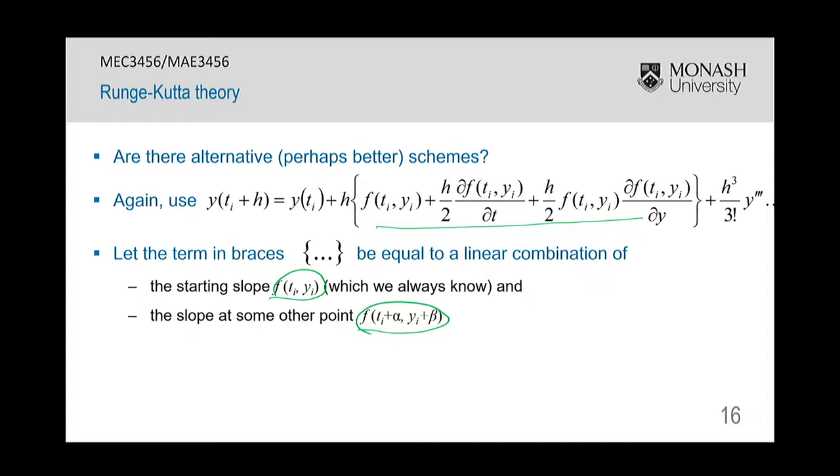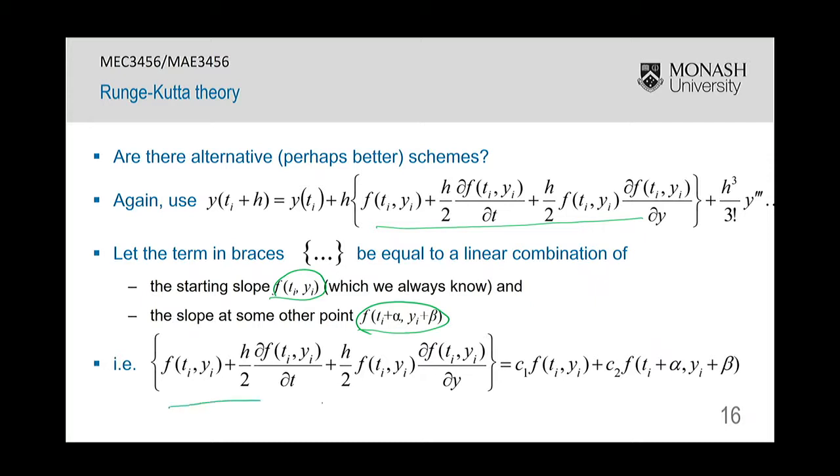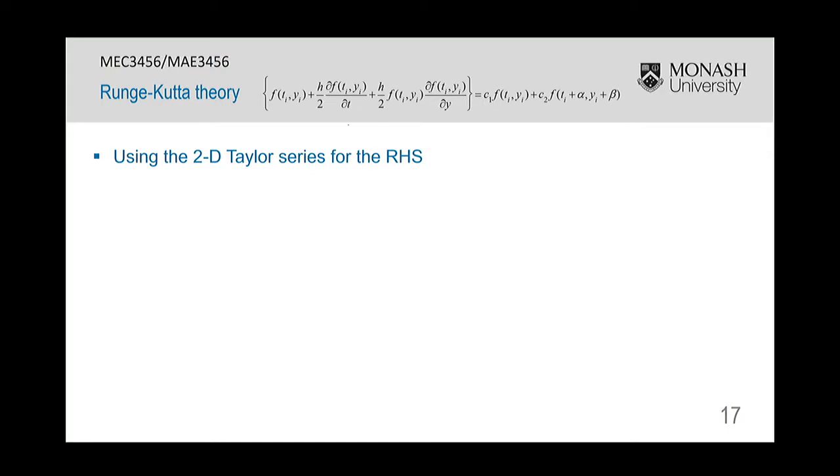Now this is not going to be an equal combination, it's going to be a combination that we need to try and estimate. So let's write the term in braces, the same as this term up here, as equal to c1 times the function value at the beginning point plus c2 times the function at some other point in the interval, ti plus alpha, yi plus beta. So I've just rewritten that expression at the top of the page here. We'll leave the left-hand side as it is, and we'll take the right-hand side and expand this term into a two-dimensional Taylor series.